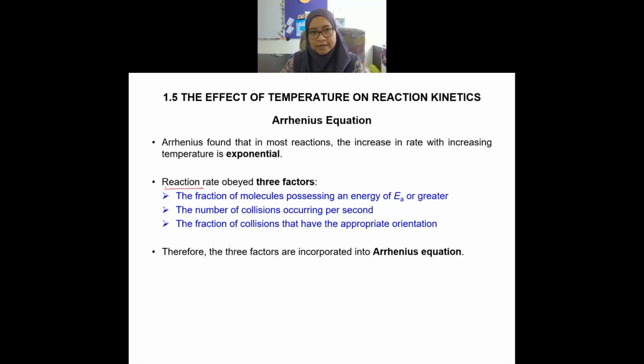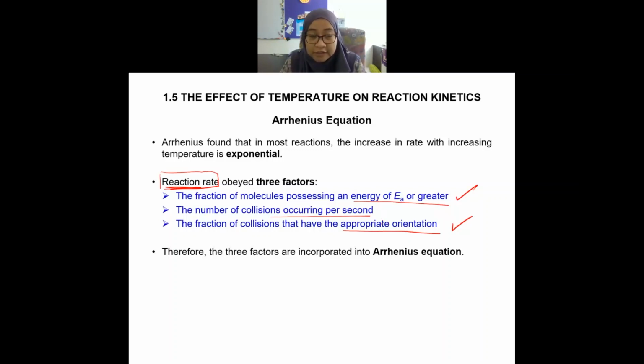So reaction rate obeys 3 factors. One is the fraction of molecules possessing an energy of EA or greater. Secondly, the number of collisions occurring per second. Thirdly, the fraction of collisions that have the appropriate orientation. We are already familiar with number 1 and number 3, because we have the same factors in effective collision.